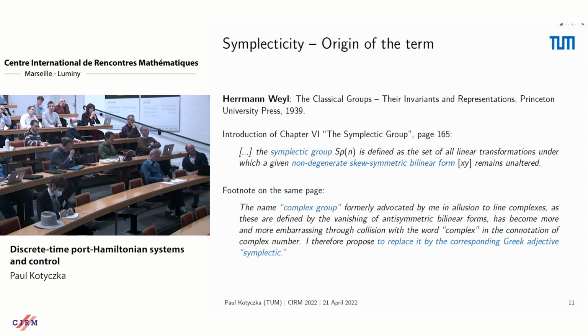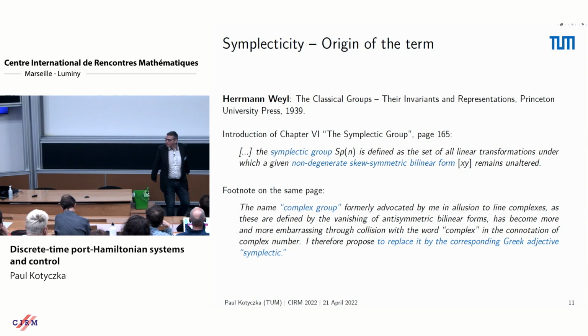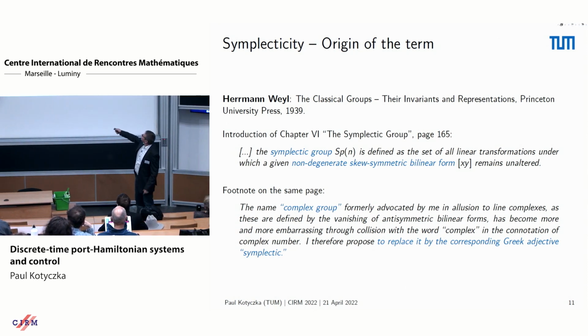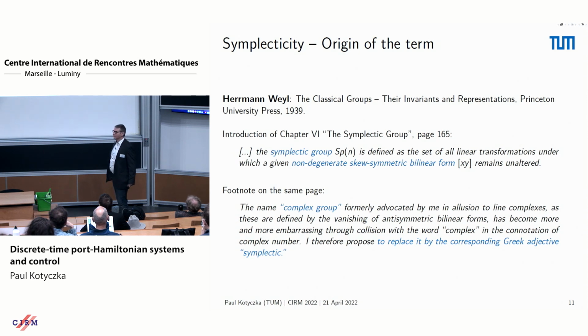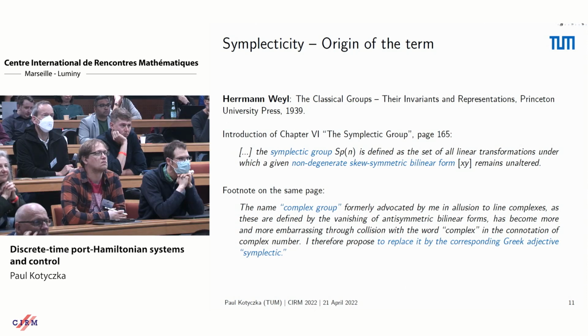And then at a certain point I was asking, where does this word symplectic come from? And I found in this book of Hermann Weyl about the classical groups, there's a chapter on the symplectic group, and he writes that the symplectic group is defined as the set of all linear transformations under which a given non-degenerate skew-symmetric bilinear form, which we have seen there, remains unaltered. And later on this page there's a footnote where he writes that he wanted to call this group complex group, but then there was a confusion with the complex numbers. So he decided to take the corresponding Greek adjective, which is symplectic. I find it quite a funny story. You can read this in this book.